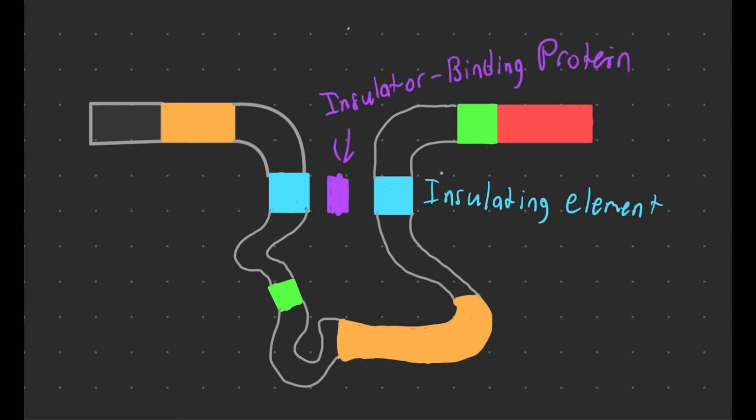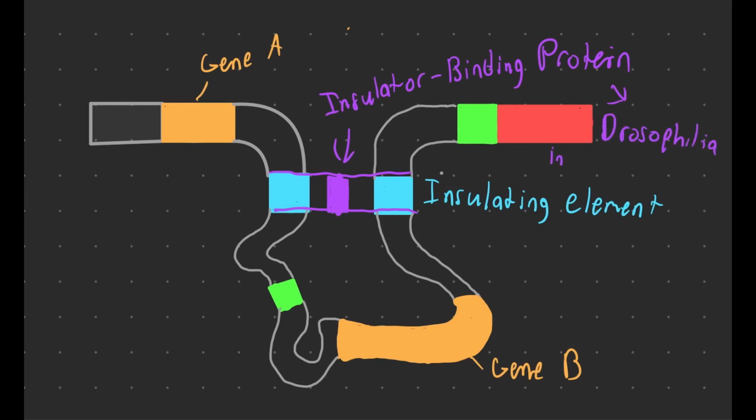And what we can see here is that essentially the insulator binding protein has segregated gene B from gene A and segregated gene B with the cis-regulatory sequence. And just one last little bit of information is that one common example of an insulator binding protein is known as the Drosophila insulator binding protein, found in Drosophila, which is a common fruit fly.